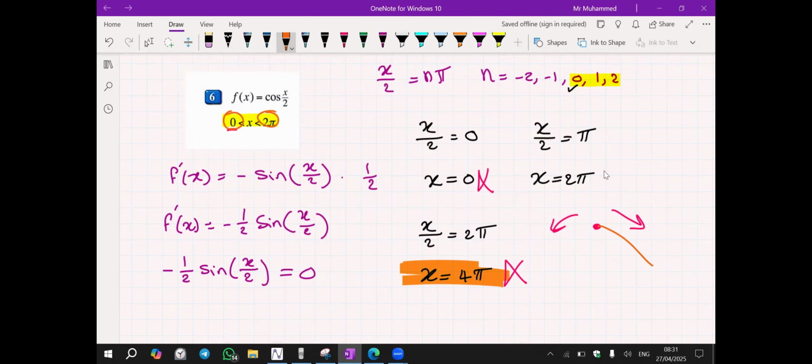2 pi, similarly, 2 pi is the end of the interval. Again, this cannot be critical. Then the answer to this question is the function f(x) equal to cosine x over 2 in this interval has no critical value. But if we change the interval, there will be critical values. The values we found, if they go like in the middle of the interval, they will be critical values.